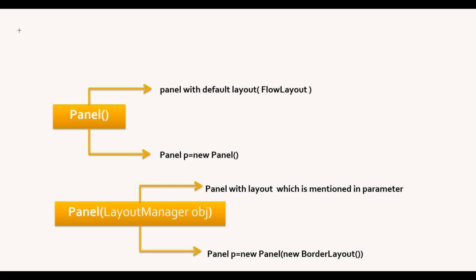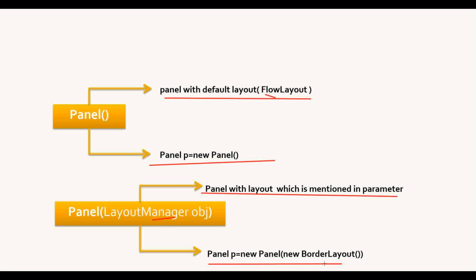So first constructor creates a panel with default layout, which is flow layout, and this constructor can be used like this. Second constructor creates a panel with the layout which is mentioned in the parameter and can be used like this. Here I pass border layout as a parameter, meaning this panel will be created with border layout.